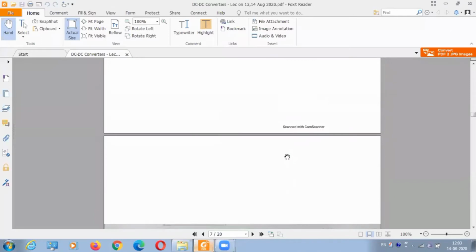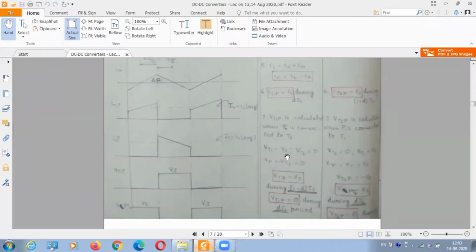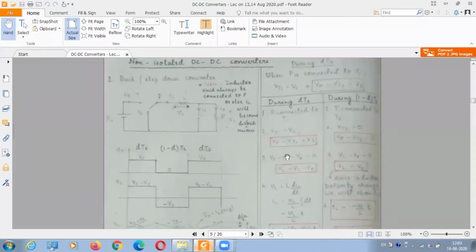Okay. So yesterday we had a discussion about the operation of a buck or step down converter. Now we'll continue again today with the discussion. Some part of it is left, so we'll understand it. Then we'll go for the next type of converter.